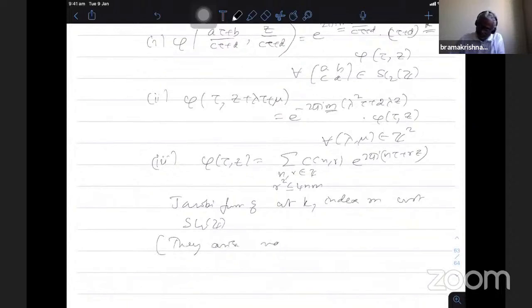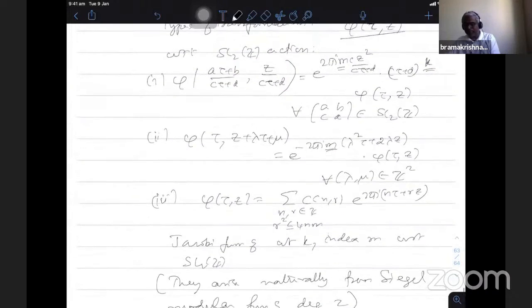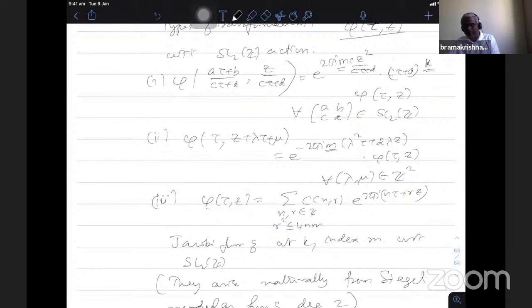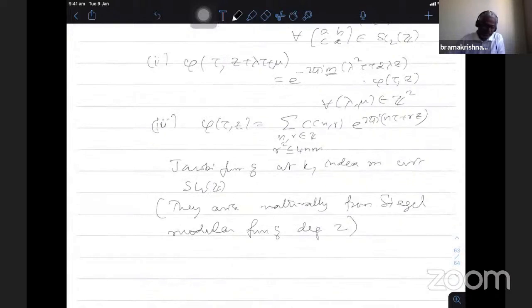They arise naturally from Siegel modular forms of degree 2. Because I am talking about degree 1, everything I am explaining has a higher degree analog, but we are looking at only the degree 1 aspect. Therefore, I have Siegel modular forms of degree 2.